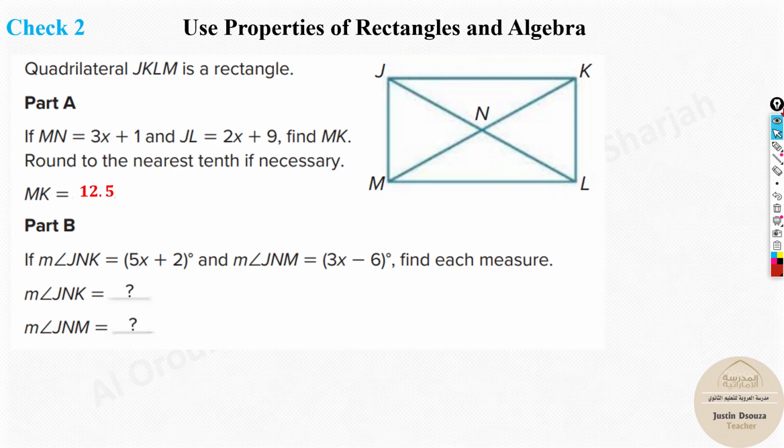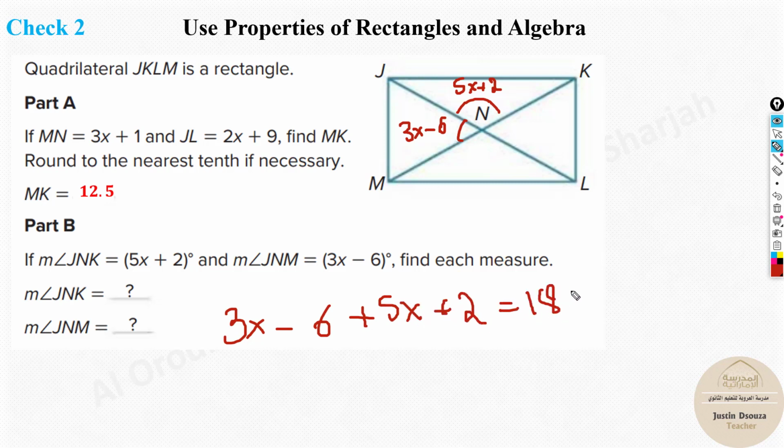Angle JKM is given to be 5x plus 2, and angle JMK is 3x minus 6. Now you need to find the measure of each of it. So first you need to find the x value. Now you can see this is a straight line, MK, diagonal, right? The angle is 180 degrees, linear line, 180 degrees. So this plus this is equal to 180. 3x minus 6 plus 5x plus 2 equals 180 degrees.